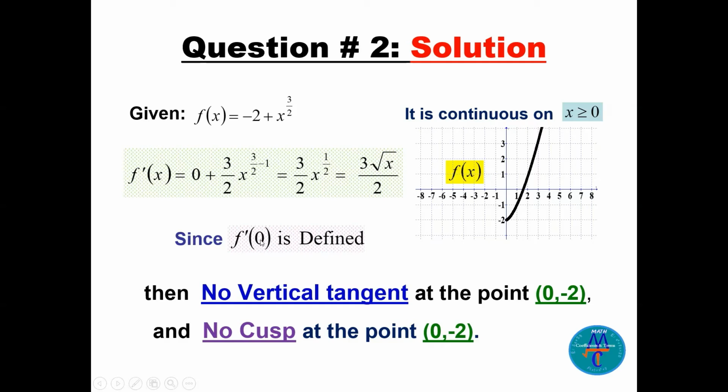See, if I put x equals 0 in the derivative, f prime of 0 is defined. It will be 3 square root of 0 divided by 2, which is 0. So the derivative is 0 at x equals 0. So there is no vertical tangent here at 0, minus 2, and no cusp also, because for a vertical tangent and a cusp, we have to have f prime at x, at that number, be plus infinity or minus infinity.